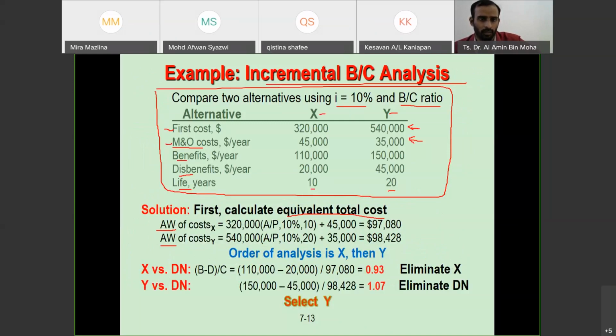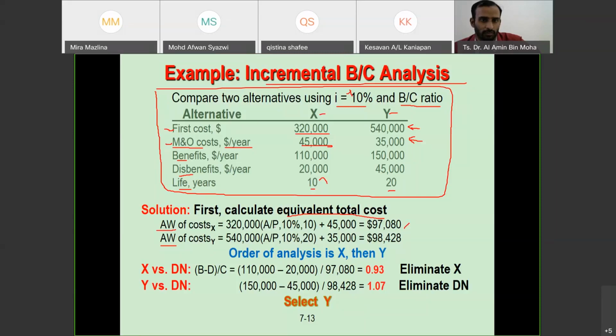for both. So you know 320,000, this is P, it's given. You're going to search for A given P at 10%, because it's given here 10%, and N is 10, plus 45, because it's in A per year. It's already A, no need to transform. So add, you got 97,080.